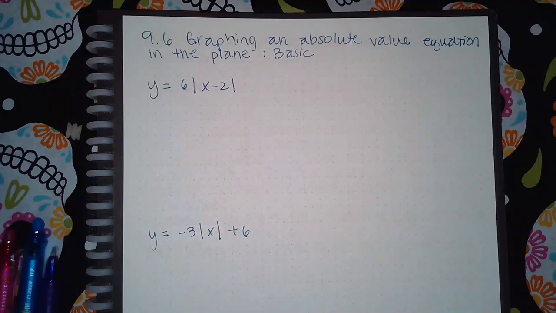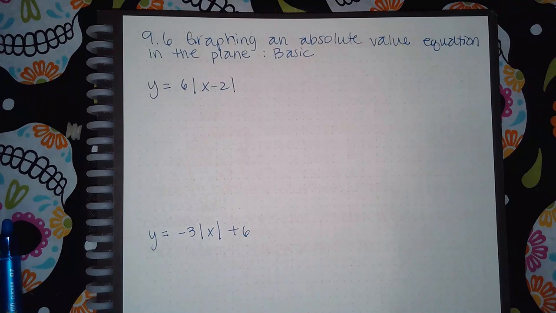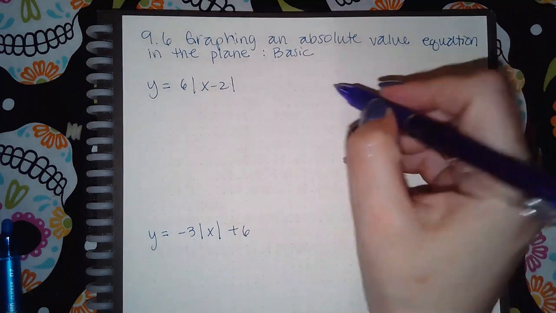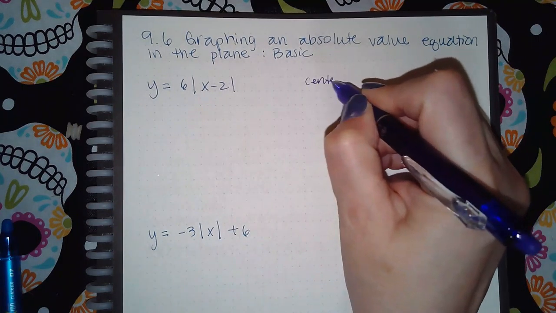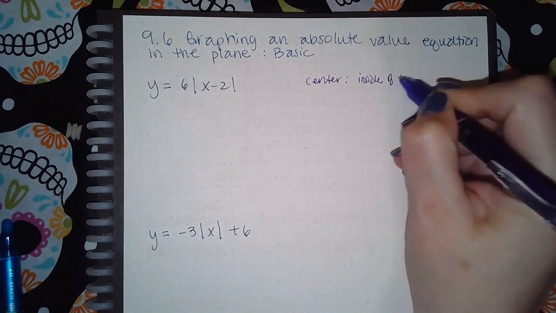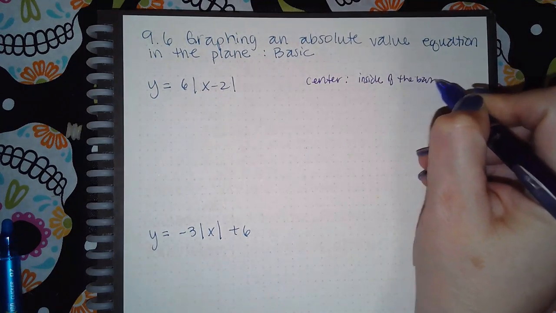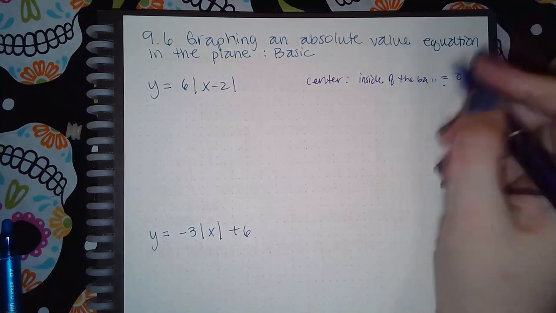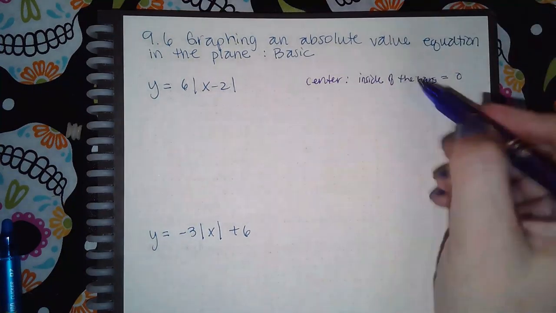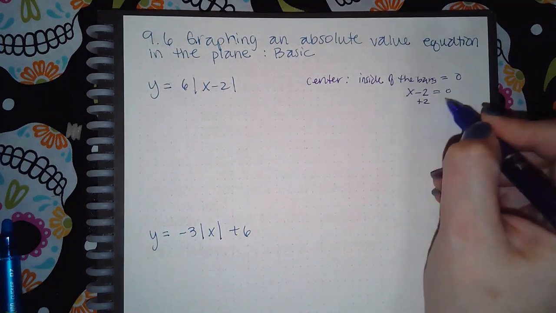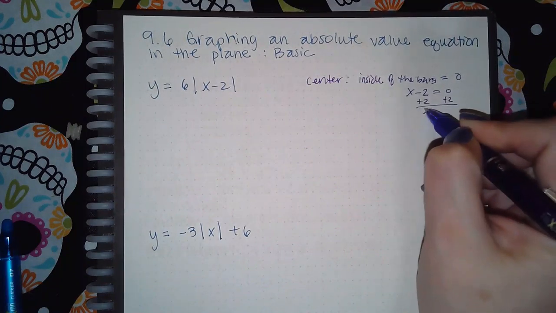Here we have graphing an absolute value equation in the plane, basic. In order for me to graph this, I have to know the center. And the center you get from taking the inside of the bars equal to 0. So in this case, I would have to take x minus 2 equal to 0. And if I solve that, I get that x equals 2.